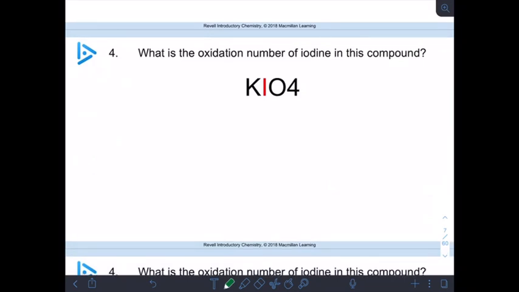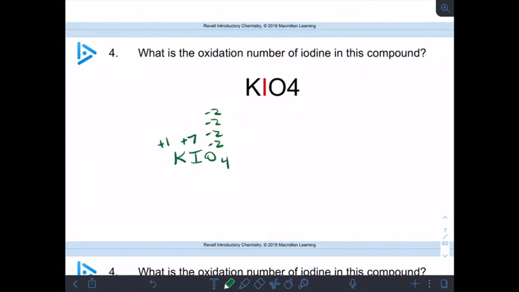What is the oxidation number of iodine in potassium periodate, KIO4? All right. Potassium is a group 1 metal, so they always have an oxidation state of plus 1. Each oxygen is a minus 2, and I have 4 of them. Minus 2, minus 2, minus 2, minus 2. So that gives me a total of minus 8. And this whole thing has to come out to be 0. So minus 8 plus 1 means that that iodine needs to be a plus 7.